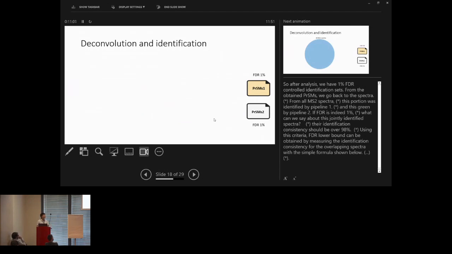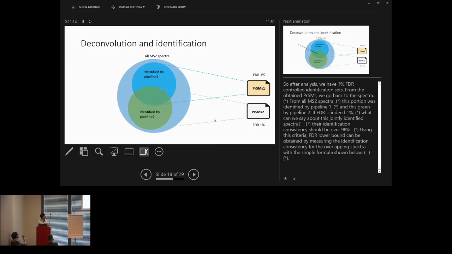FDR controlled by 1% using target-decoy, and I checked the spectra that generated these PRSMs. So from the PRSM1, we have these spectra identified by pipeline 1, and second, we have those identified by pipeline 2. And I focused on this overlapping area because if this FDR is working, then that means at least for this overlapping area, they should be consistent by 98%, right? So is this really the case?